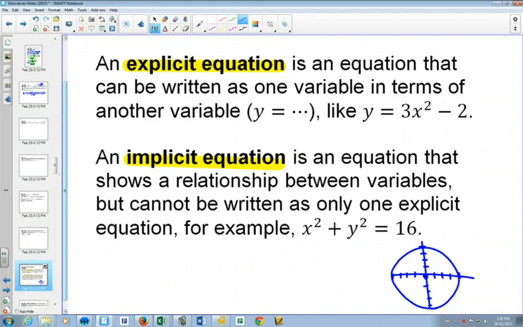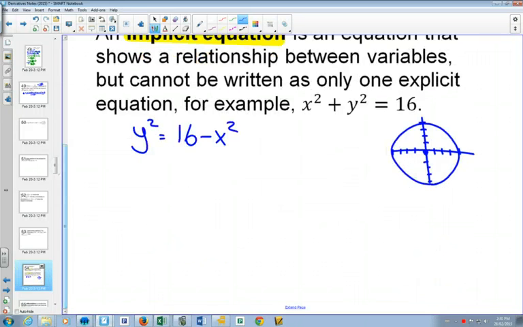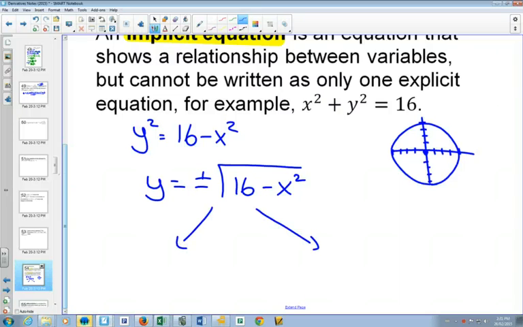Now, unfortunately, you can't write this with y by itself in just one equation, because if I move the x squared over, and then if I wanted to get y by itself, well, whenever you square root, you have to do plus or minus, so that technically means there's two explicit equations, one that would be positive and one that would be negative.